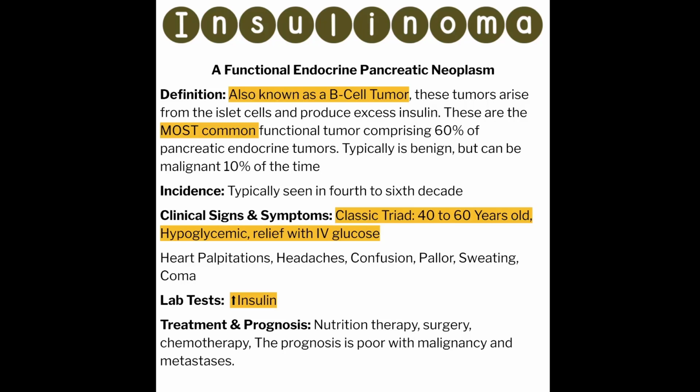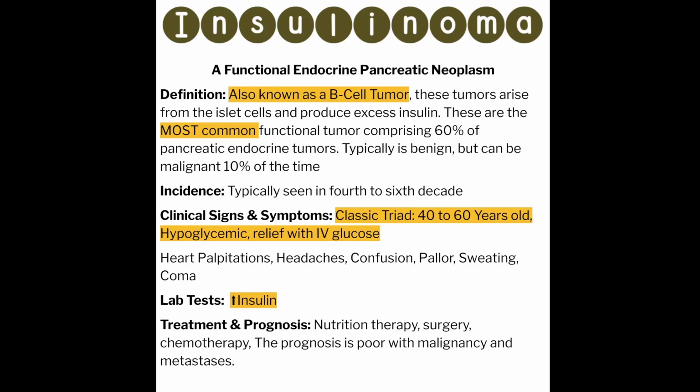As far as incidence rate goes, we typically see these in the 4th to 6th decade, so 40 to 60 years old, and that is actually part of our classic triad. We have a patient who is 40 to 60. They come in with a hypoglycemic event, and they find relief with IV glucose. So if we think about it, we have this 40 to 60-year-old who is hypoglycemic because they have too much insulin circulating in their blood.